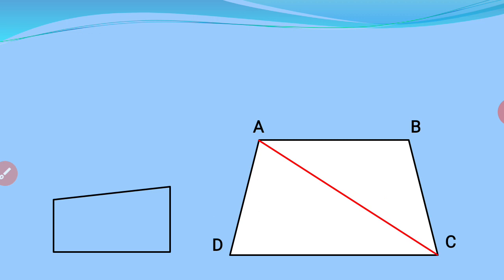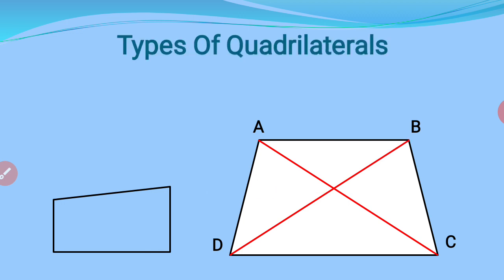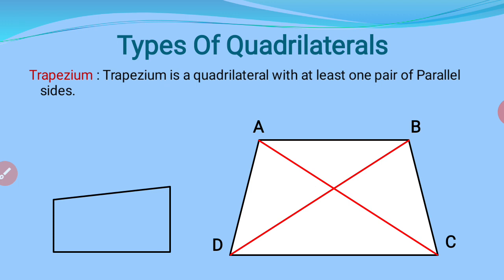Here we have a quadrilateral ABCD and diagonals AC and BD. We are beginning with the topic of types of quadrilaterals. The very first one is the trapezium. A trapezium is a quadrilateral with at least one pair of parallel sides.